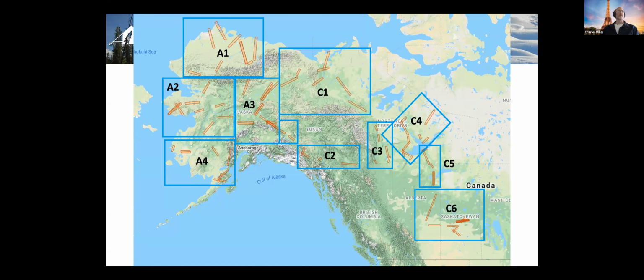Okay, and so here's an example of all the different flight lines. We've broken them up into Alaska or A boxes and Canadian or C boxes. These are roughly the way that they get flown on an individual flight day, and they're also kind of thematically grouped together.